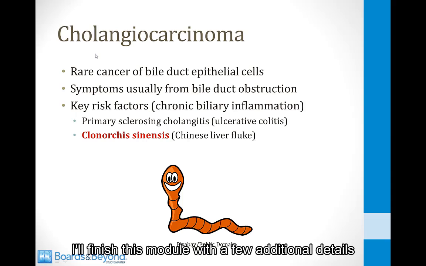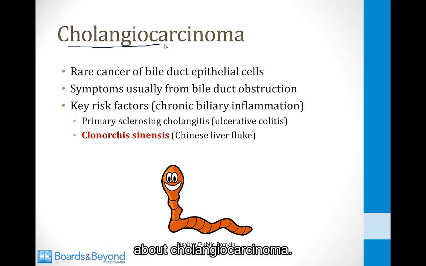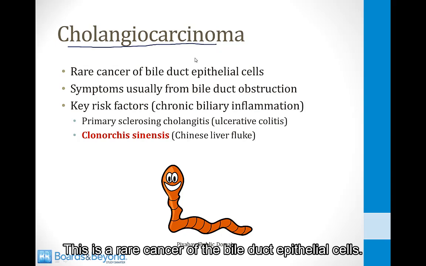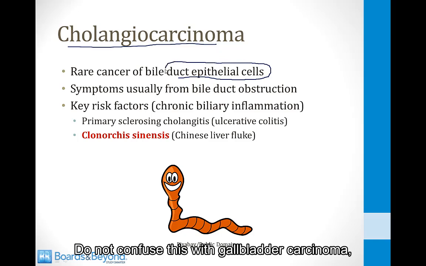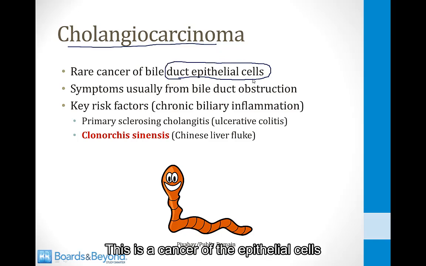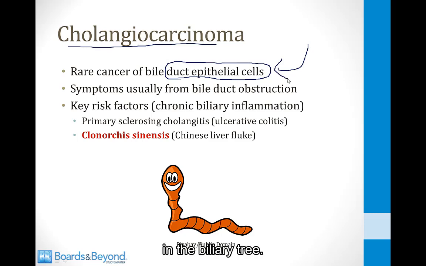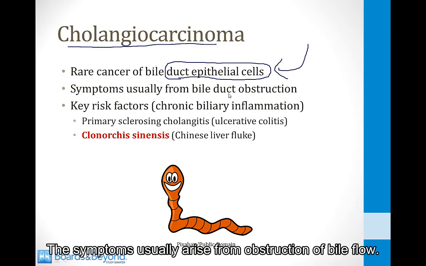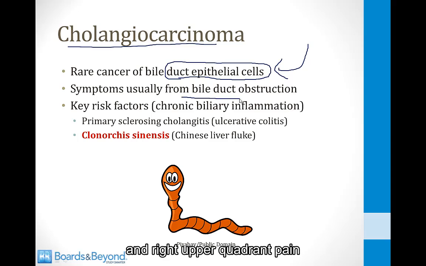I'll finish this module with a few additional details about cholangiocarcinoma. This is a rare cancer of the bile duct epithelial cells. Do not confuse this with gallbladder carcinoma, which is a different problem. This is a cancer of the epithelial cells in the biliary tree. The symptoms usually arise from obstruction of bile flow, so these patients present with jaundice and right upper quadrant pain and elevated alk phos levels.